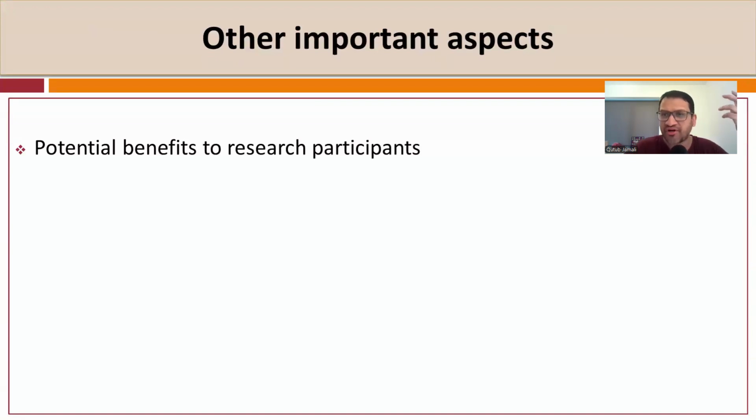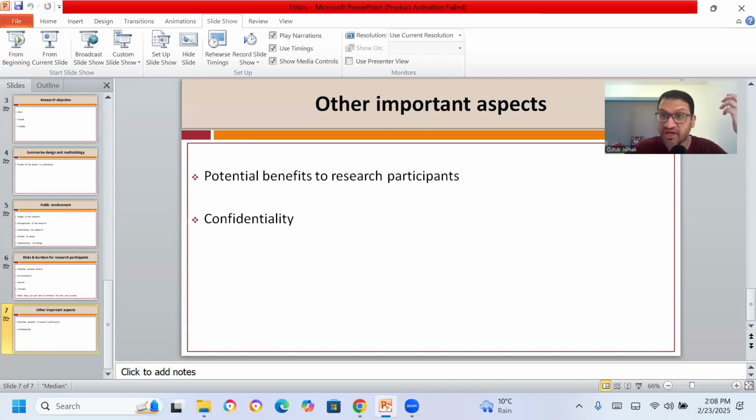Most importantly, you're doing this for the benefit of the patients, isn't it? So what are the possible benefits of this? What can be the potential outcomes? It's important to advise on that as well. Maintaining confidentiality is extremely important at every stage of research, wherever the participants are involved.